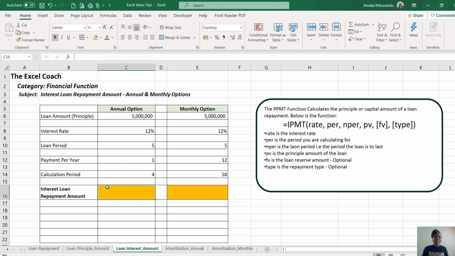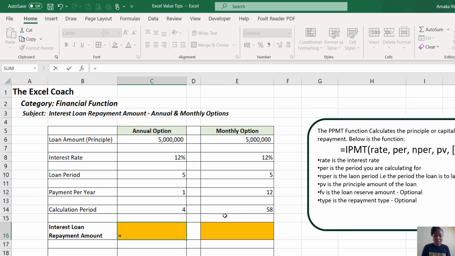And as I stated earlier, for the purpose of this training, I'll just be working with the first four arguments. So let's go in and calculate the interest element of the loan repayment amount. We'll calculate the annual interest element and the monthly interest element. Start your formula with equals to, so we have the IPMT. This was my rate, divided by the number of times I'm making payments in a year, right? So what is the period I'm calculating for? This is the period, 4 years, the fourth year. I want to know the amount of interest I will be paying in the fourth year if we are selecting the annual option.